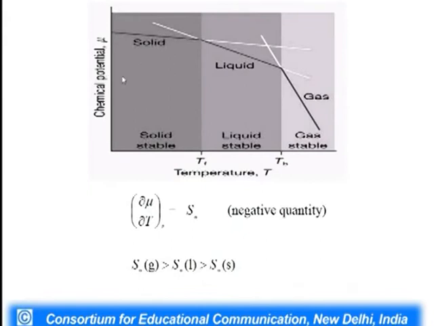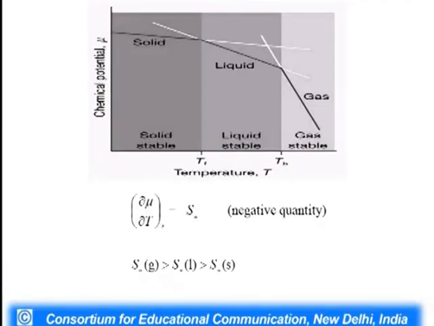Okay, so let us think about a simple solid to liquid to gas conversion. At 0 degrees Celsius, at low temperature, solid is your most stable phase. So, the chemical potential of solid is lowest at very low temperature. The chemical potential of liquid and gas is higher than the chemical potential of solid.